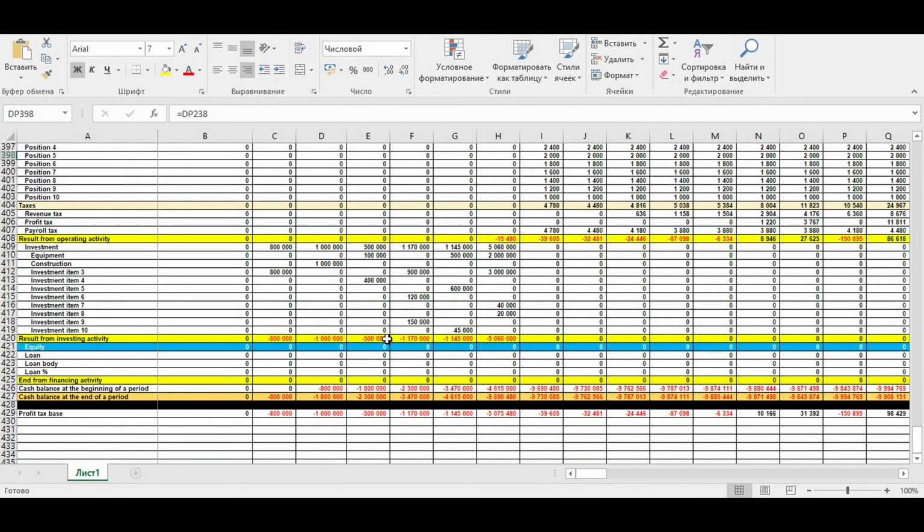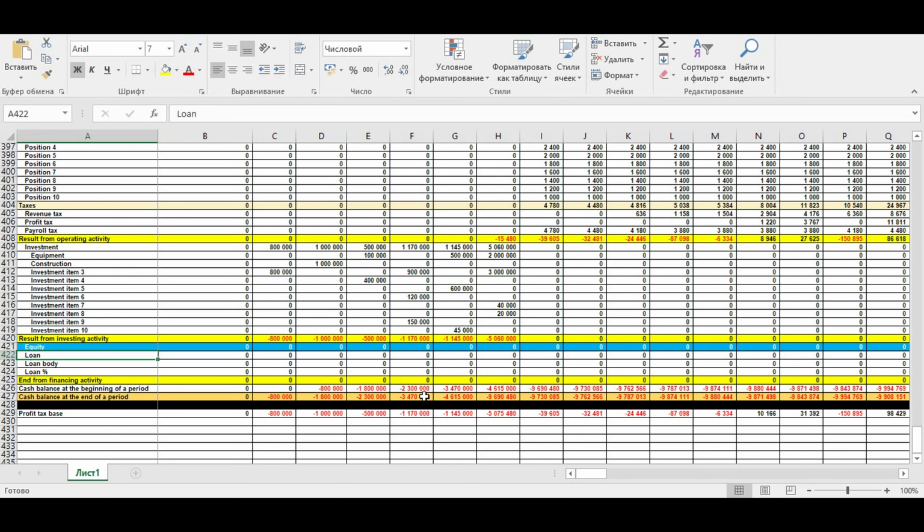So now it's time to find out the amount of financing we need. For example, we can have our own money, equity, and we can get a loan to finance our business idea. What is the rule?